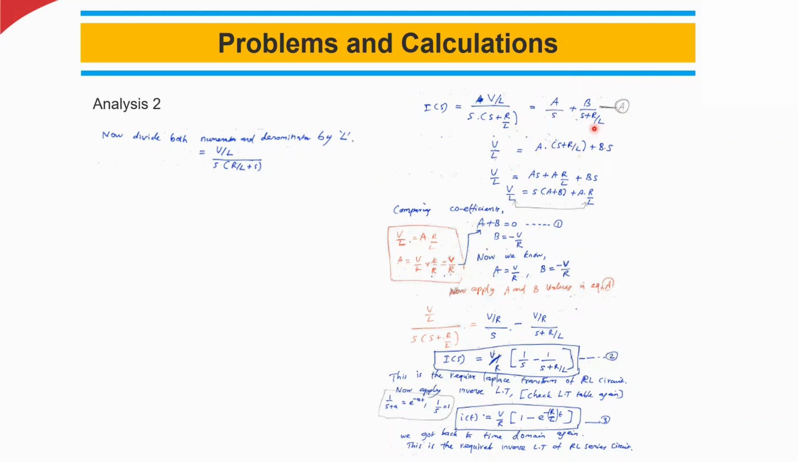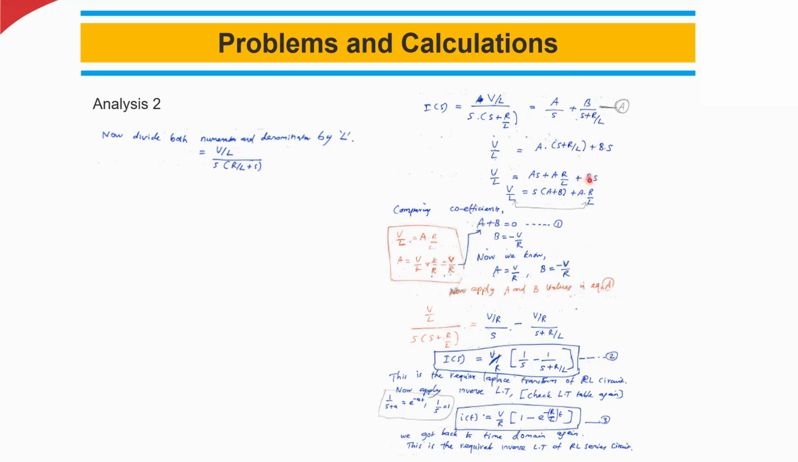So I am making this S plus R divided by L here, and then S is here. So I am multiplying here, and B times S. I just use this equation again in the partial fraction method, and then B divided by L. Again, I simplify this equation: AS plus R divided by L times A, and then BS we already have. Here you can see A is common, so I am taking A as common. So AS plus A times R divided by L plus B.